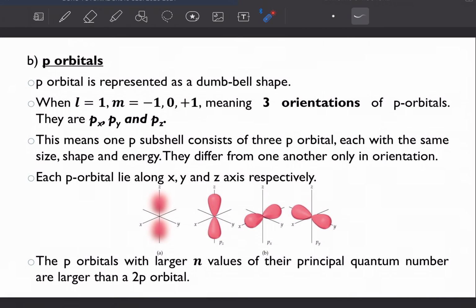So the p orbitals with larger n values, maksudnya shell of their principal quantum number larger than 2p, are larger than a 2p orbital. So maksudnya awak punya 2p orbital is smaller than 3p orbital lah. Apa yang lebih besar daripada 3p orbital? It will be 4p orbital. Lebih tinggi awak punya n, lebih besar lah awak punya p orbital tu.